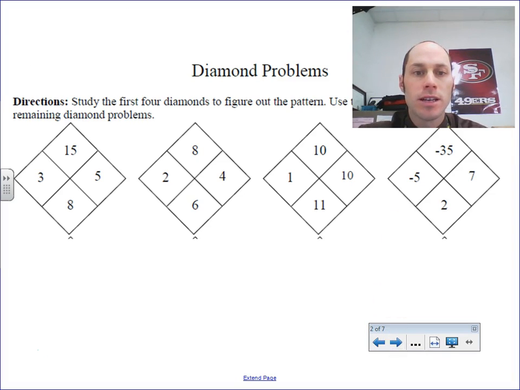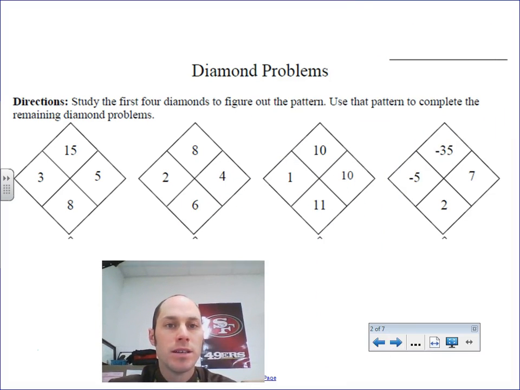But first, let's take a look at kind of a puzzle. It's known as the diamond problems. So take a look at these problems, numbers within the diamond. See if you can figure out what the connection is between each of these four numbers. And then we're going to apply that to some problems here in a moment. So pause the video and think of the connection between these four numbers within each diamond.